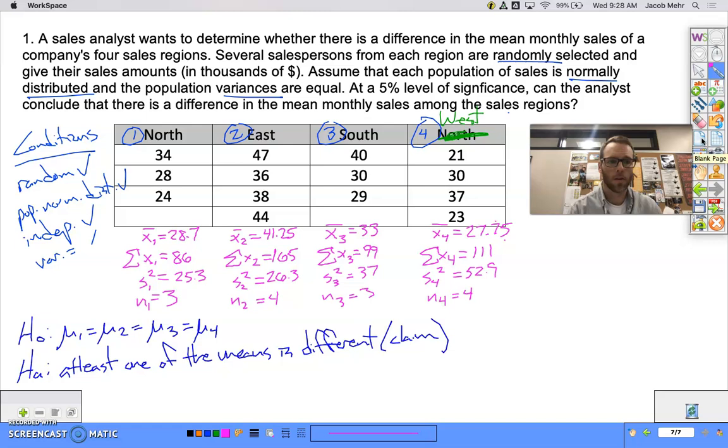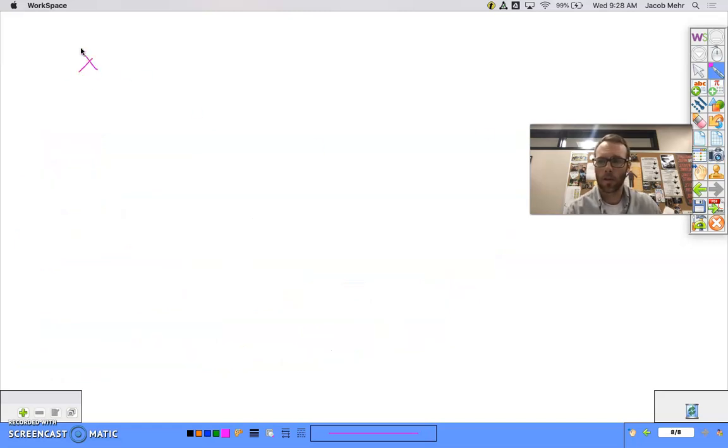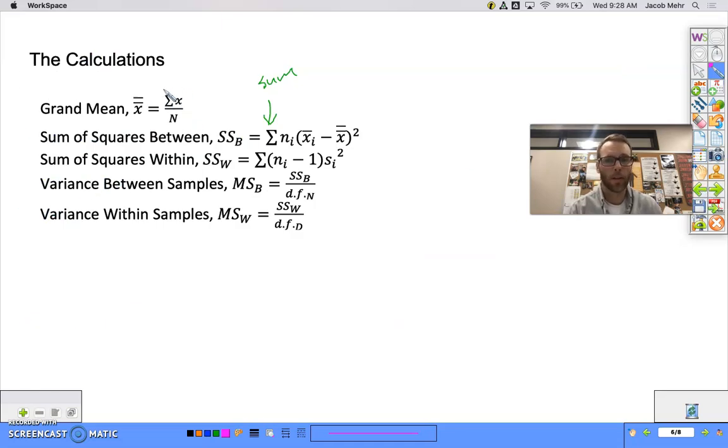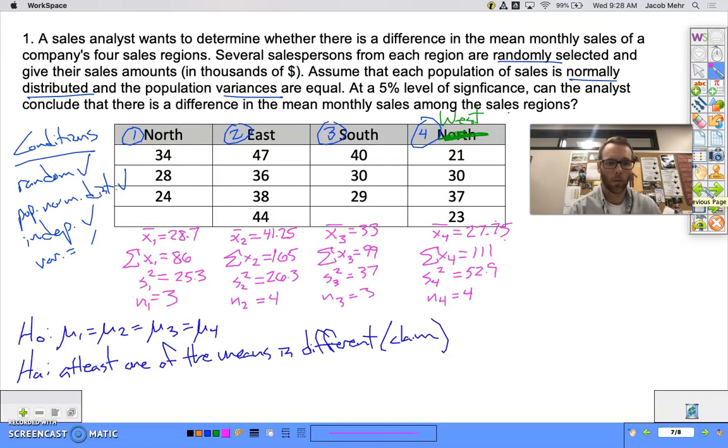So first thing we need to find is the grand mean. That's the X with the double bar. Now how do we find the grand mean again? It's the sum of all the X's divided by the sum of the sample sizes. Now when we take a look at this, our big N, what was our total sample? 3, 4, 3, and 4. That's 10, that's what, 14? It's 14.